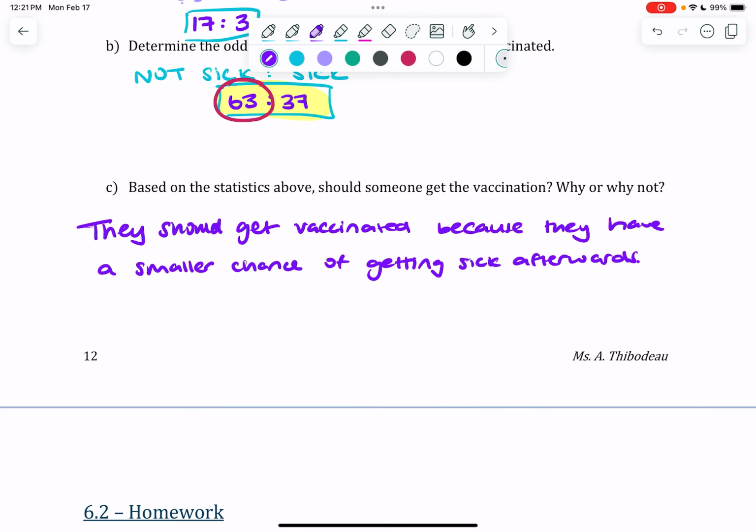All right, so that's how we can use odds and probability to make decisions. We also talked about converting between the two of them. And that's all of 6.2.